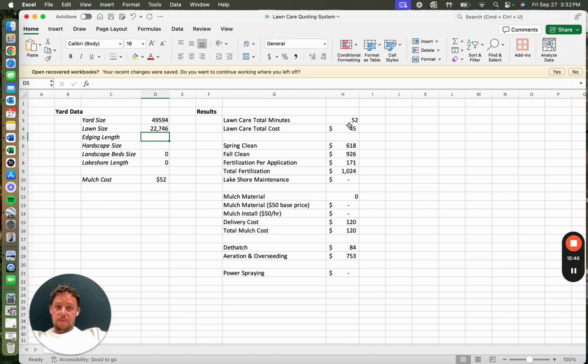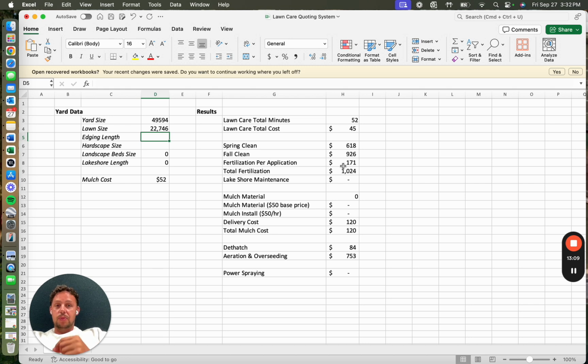So what we will do is pop this in at 22,746 square feet. You can see, boom, it started to populate the lawn cost, the fertilization, the dethatch, overseeding. Now, at this moment, the numbers that are accurate are our spring cleanup, our fall cleanup, and fertilization, because that is just per square foot of lawn.